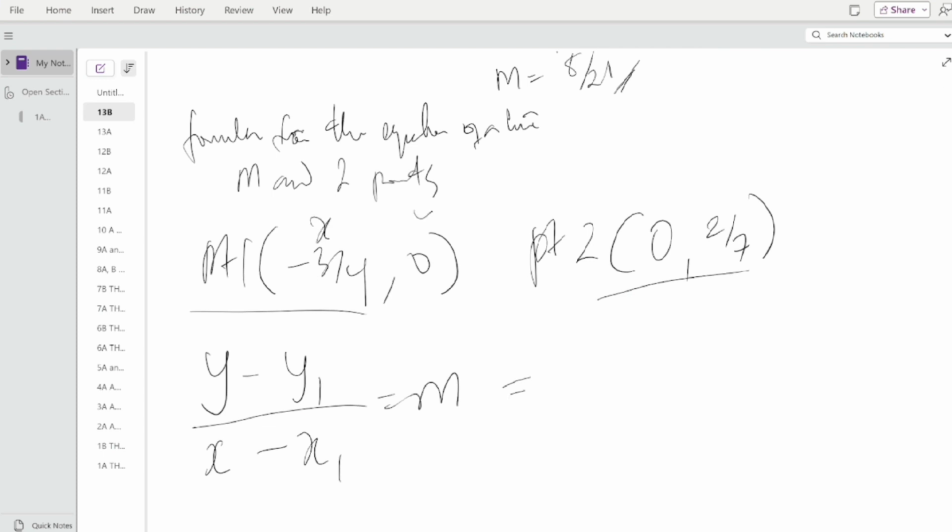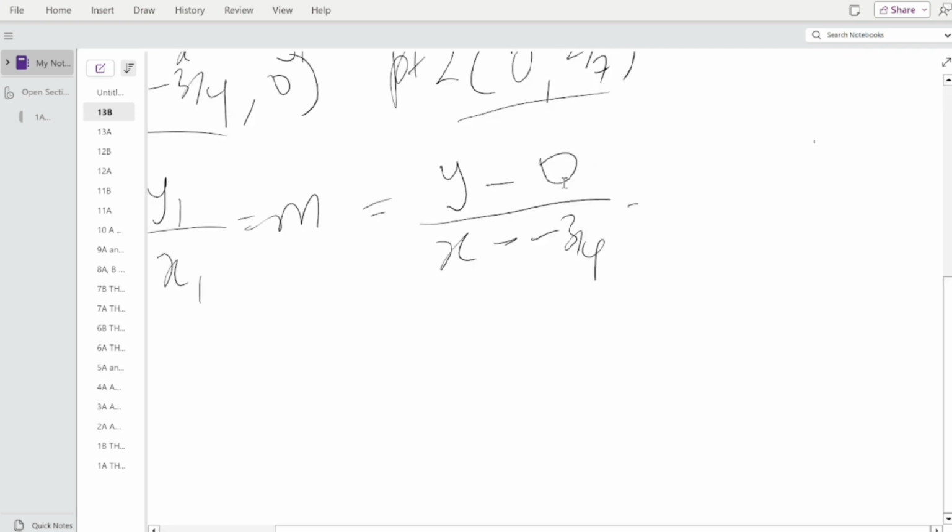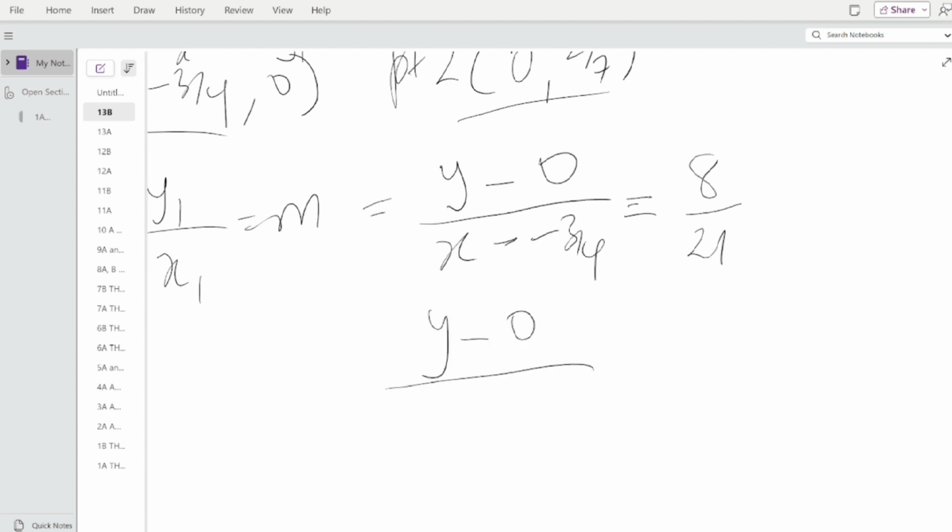Since this represents our x and this represents our y, we have y minus our y1, which is here, is 0, over x minus, the value for our x1 is minus 3 over 4. Y minus 0 over x minus minus 3 over 4 equals our gradient, and the value for our gradient is 8 over 21. We can further break down. We have y minus 0 over x, then you have minus minus, as minus times minus when you have two negative signs together, the outcome is positive, that's plus 3 over 4 equals 8 over 21.